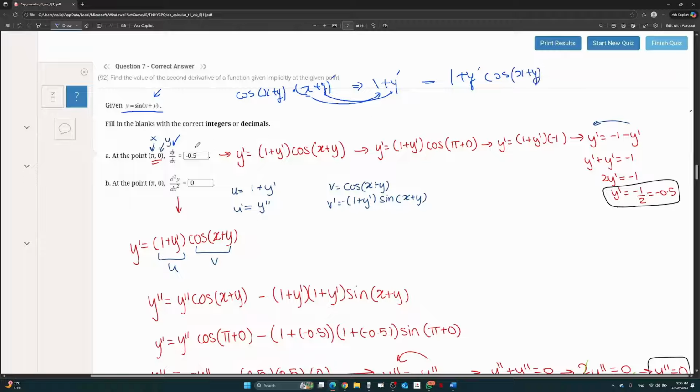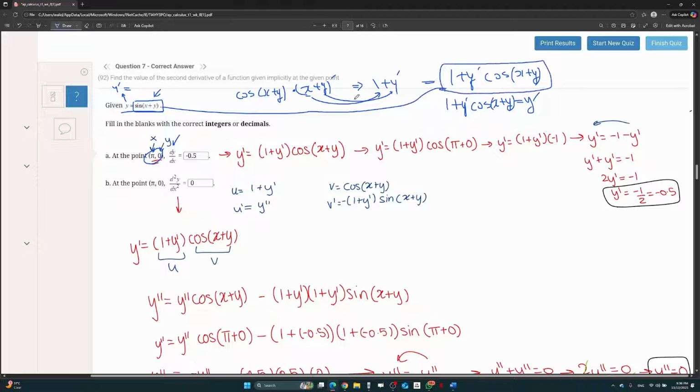Nice. They want it at (pi, 0). Make your calculator radians, okay? So what do you do? 1 plus y prime times cosine of (x plus y) is equal to y prime. Why is it equal to y prime? Because we're deriving both sides. This will get me y prime equals, and then the derivative of this is this. Okay, so that's why you can say that y prime is equal to this over here.